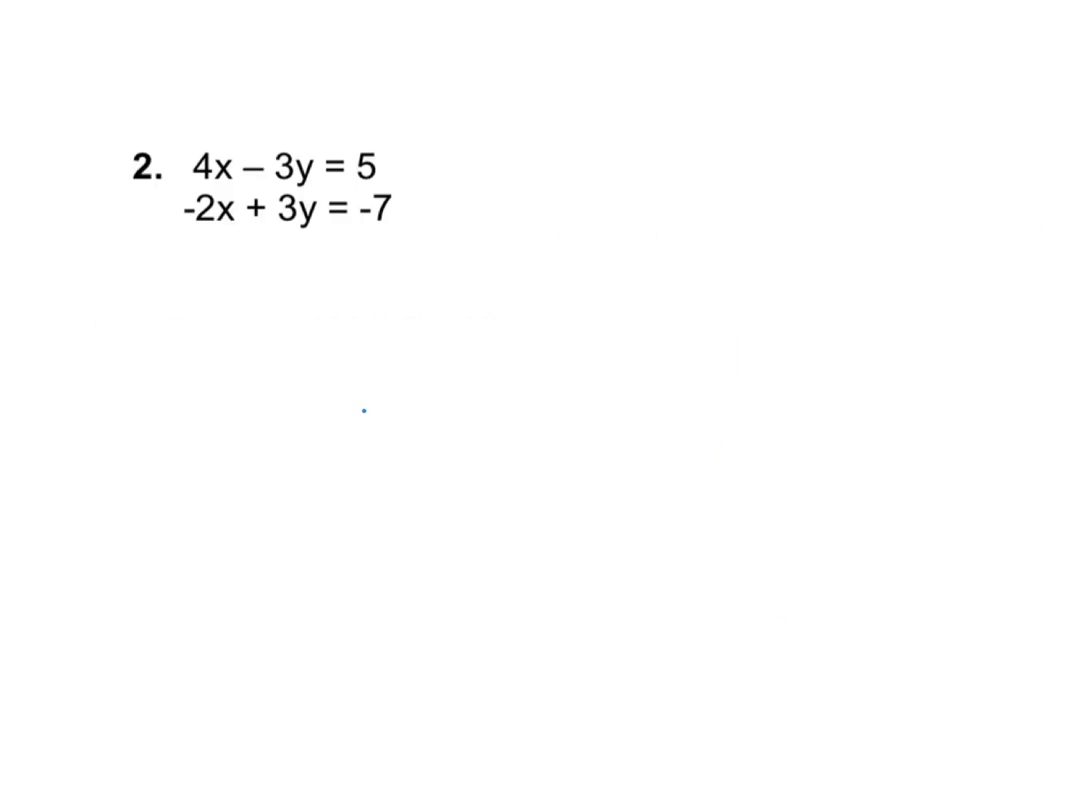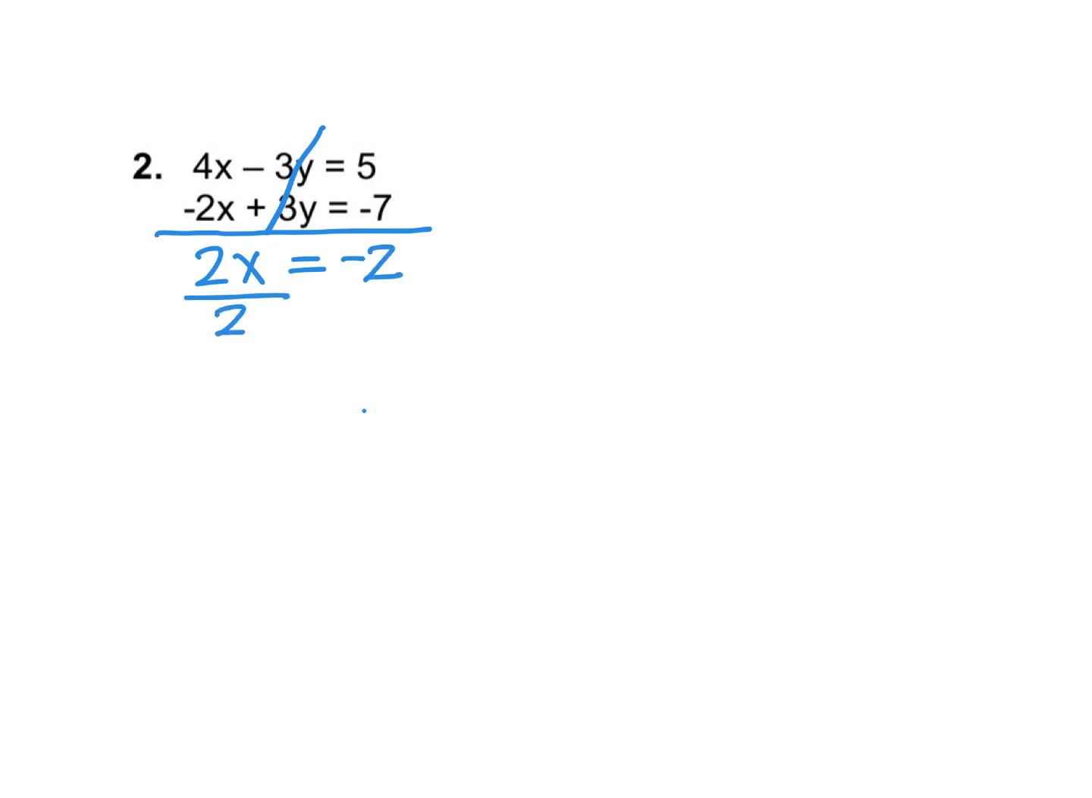Example number 2. We're going to again try to eliminate one of the variables by using addition. Notice that the negative 3y and the plus 3y will cancel out to be 0. So I have now canceled out my y's. So let's go ahead and take a look. I have 4x minus 2x, or plus negative 2x. I'm left with 2x. Now I have my 5 plus negative 7, and I'm going to get a negative 2.